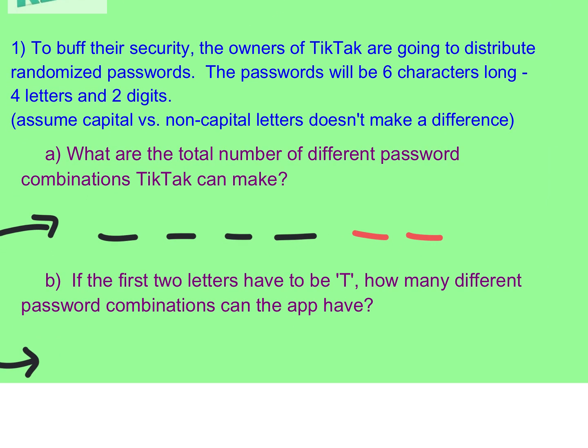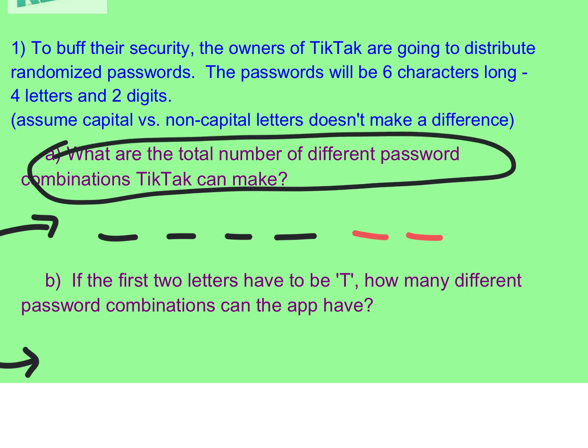Okay, so the total number of different password combinations that Tic Tac can make. Well, in these black blanks here, excuse me, these were going to be the 4 letters part. All right, well, how many choices do you have for letters? 26 for the first letter, 26 for the second letter, 26 for the third letter, and 26 for the fourth letter. That means that they could have all the same letter.